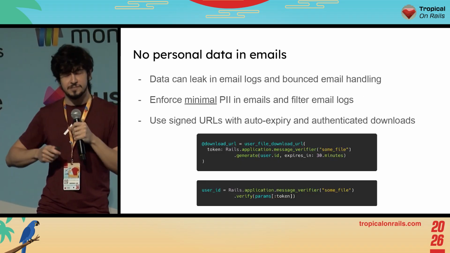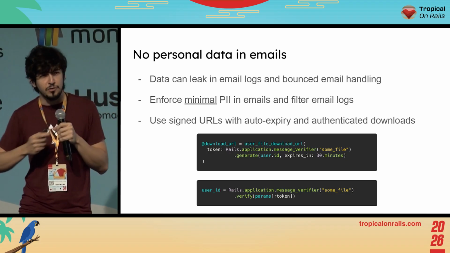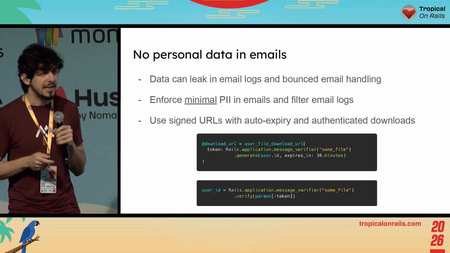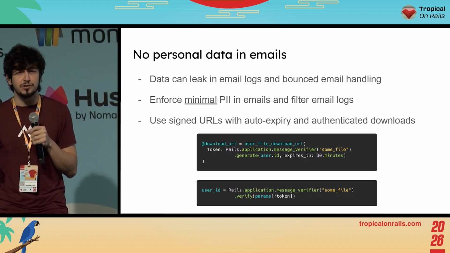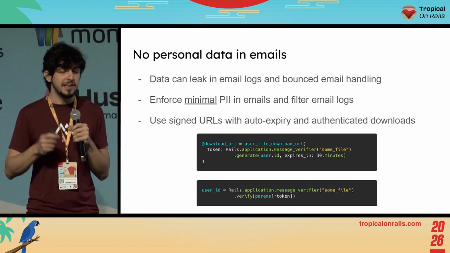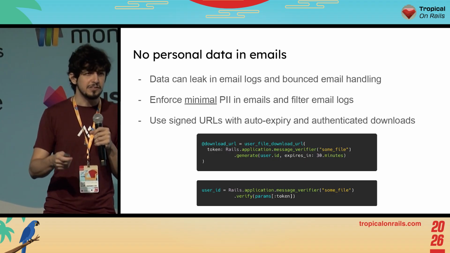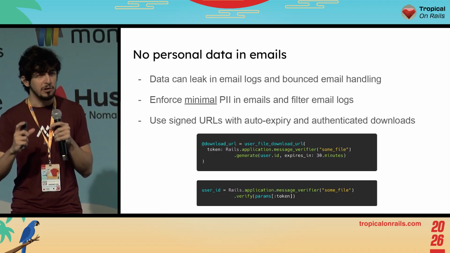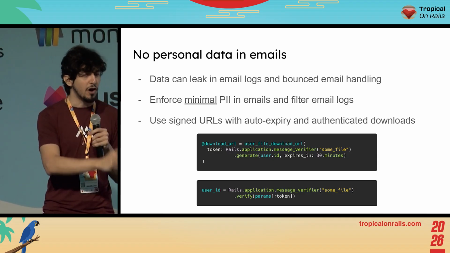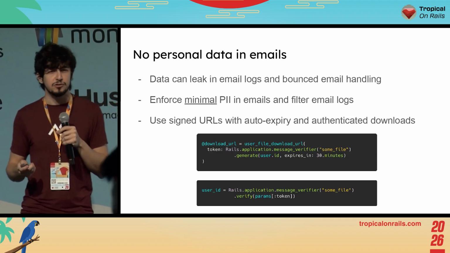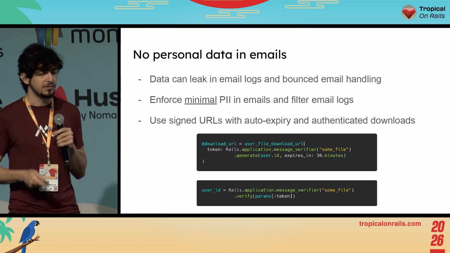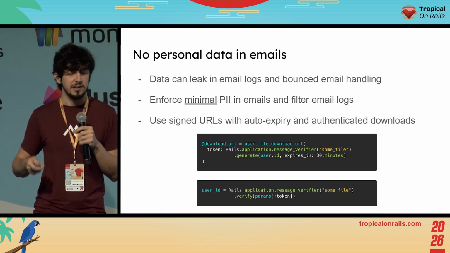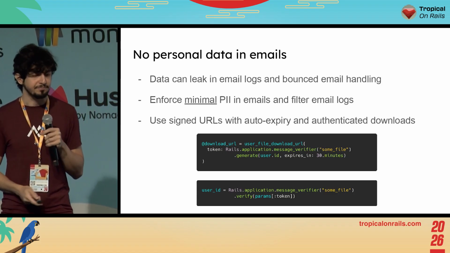Also, this is one where I believe all the emails that interact with my life break this, and people don't understand how important it is. There should be no personal information in emails. Data can leak in email logs. If you try to send an email and it fails, the whole email needs to be stored somewhere with all the user information that was in there. So don't put personal data in emails. Enforce minimal PII in emails and filter email logs.